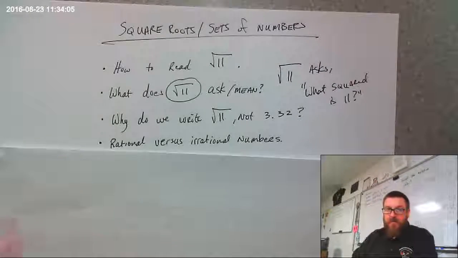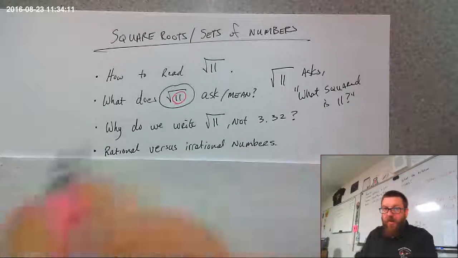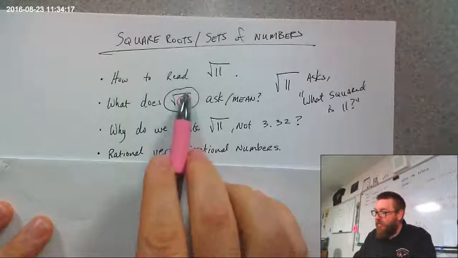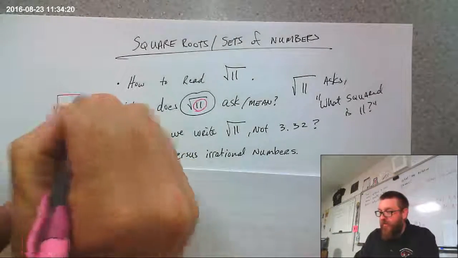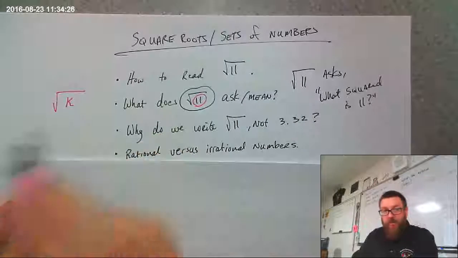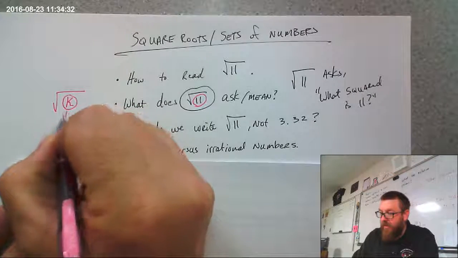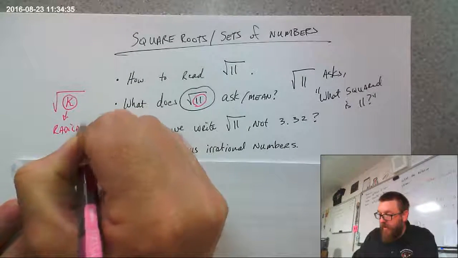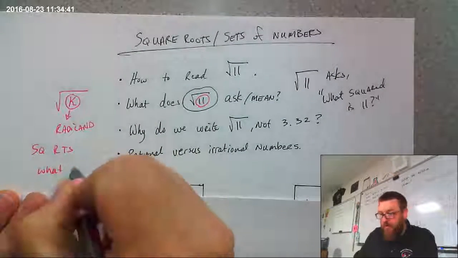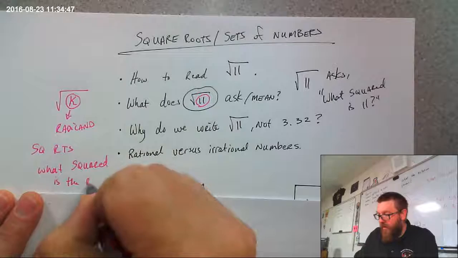Now, a couple things you've got to know about this 11. This number inside the square root is called the radicand. It's not separate; it's not like this is a shape and there's just an 11 in there that you can separate. This whole thing is put together. So when I write the square root of k, what it's really asking for is what number times itself equals this number right here. This is called the radicand. So square roots ask, what squared is the radicand?